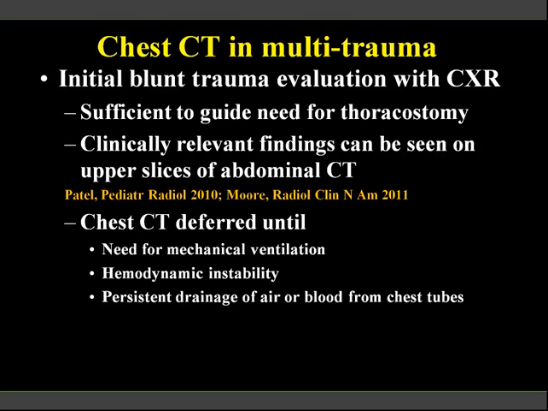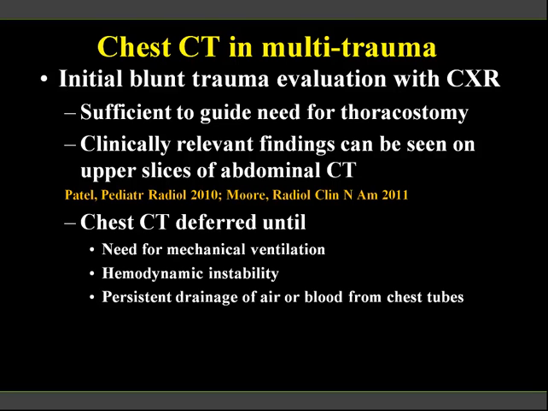helpful. The initial blunt trauma evaluation can be done safely with plain chest radiographs. It is generally sufficient to guide the need for thoracostomy placement. Pneumothoraces that are big enough to be seen on chest X-ray can be drained. Clinically relevant findings can also be seen on the upper slices of the abdominal CT scan. So when there's a blunt multi-trauma, the abdominal CT is usually the test that is required. It's indicated. The chest CT can usually be skipped initially.